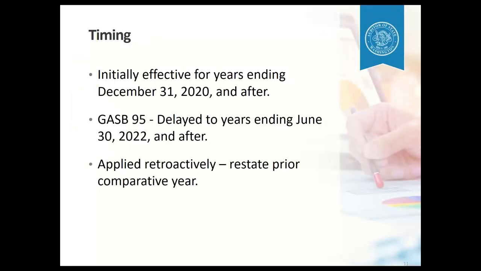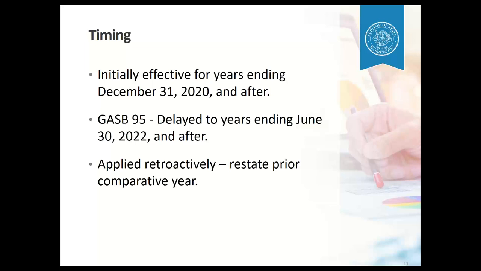First of all, I want to talk about the timing. Initially, GASB 87 was going to be effective for years ending December 31st, 2020 and after. So you would have already implemented. But GASB 95 delayed it to years ending June 30th, 2022 and after. So 18 months, which is kind of an odd delay. You'd think a year at a time. But this is actually pretty good news.